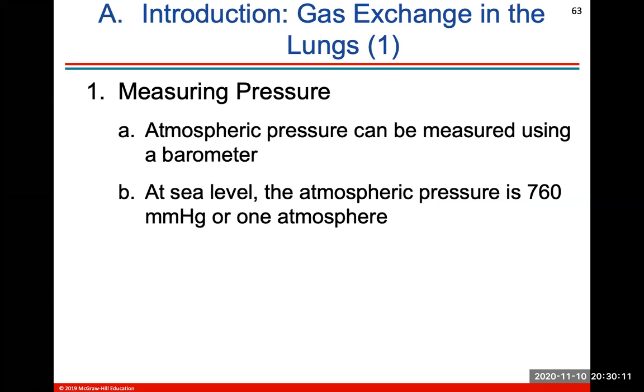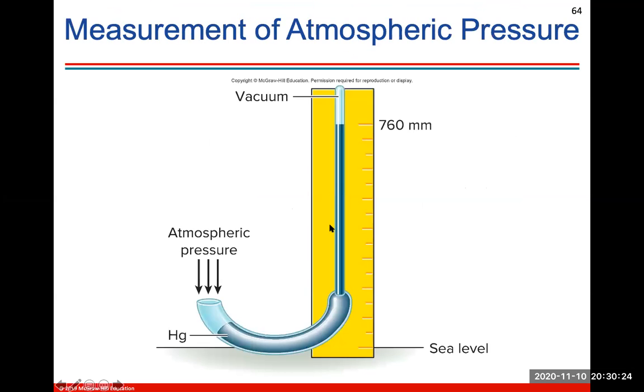So we measure pressure. The atmospheric pressure can be measured using a barometer. And at sea level, the atmospheric pressure is about 760 millimeters of mercury, or also known as 1 atmosphere. So this is a look at within a vacuum. The measurement of atmospheric pressure, again, is about 760 millimeters of mercury.